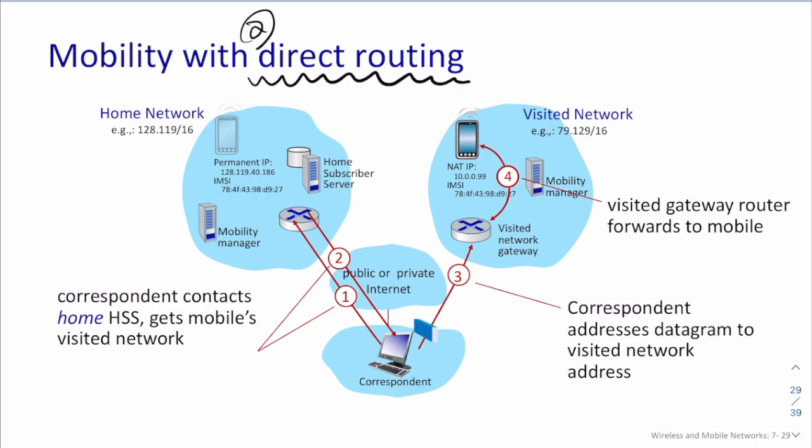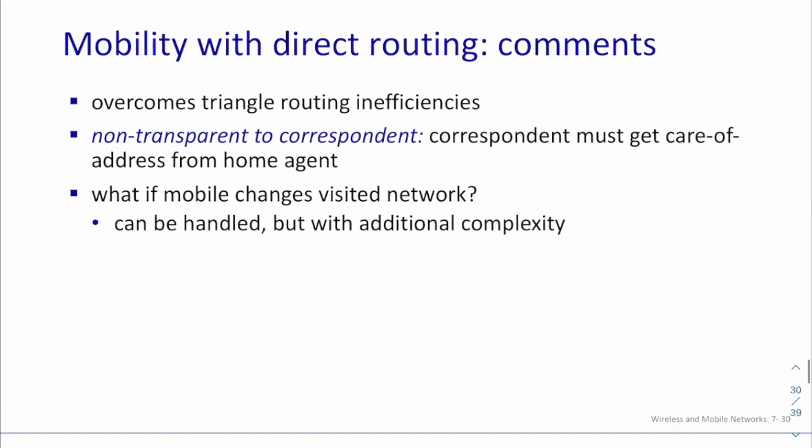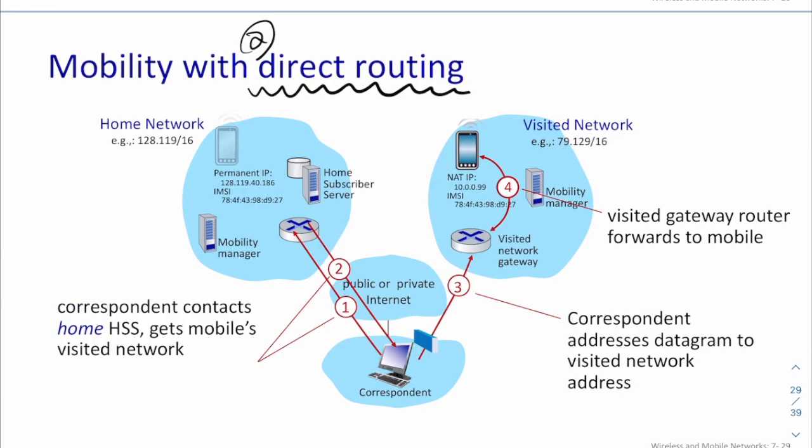The correspondent needs to be involved in such kind of direct routing. So basically, it is more efficient, but that is not transparent to the correspondent. So basically, we will not take this approach, because the YouTube server should not care where you are to send its packet to the visit gateway. It is too complex for the router, for the YouTube server. So basically, we will not take this approach.